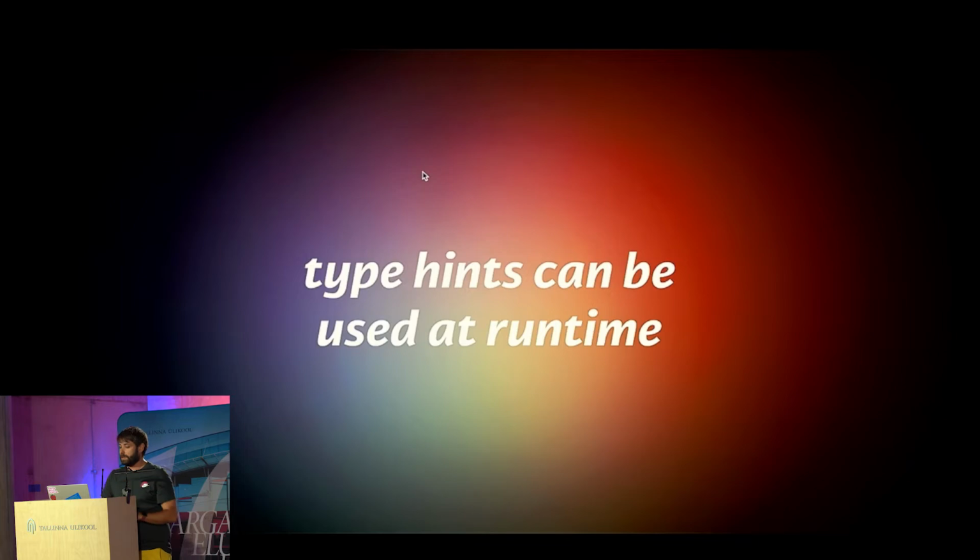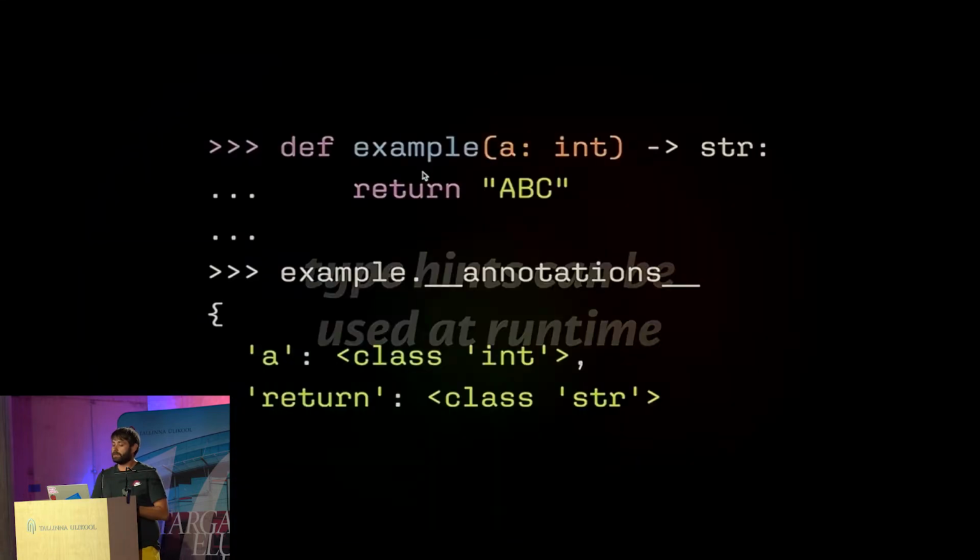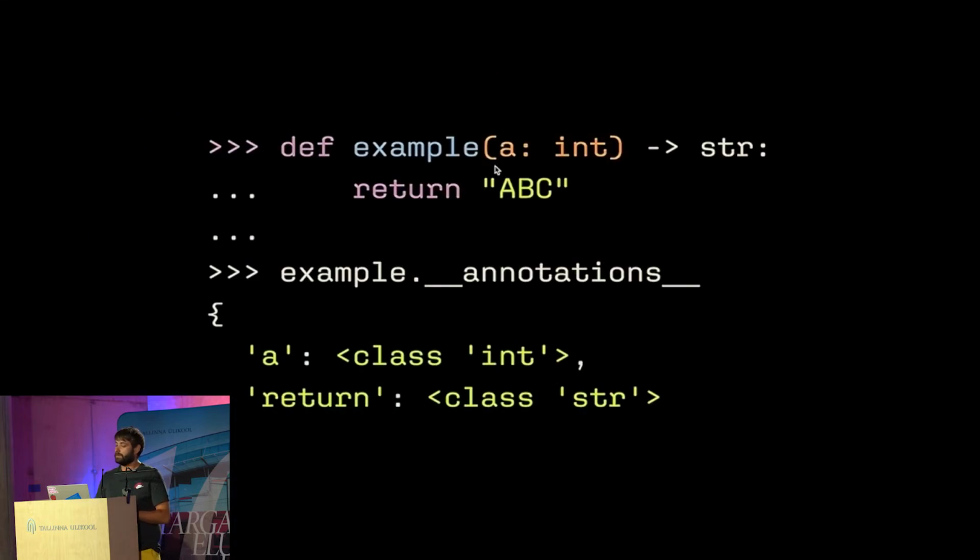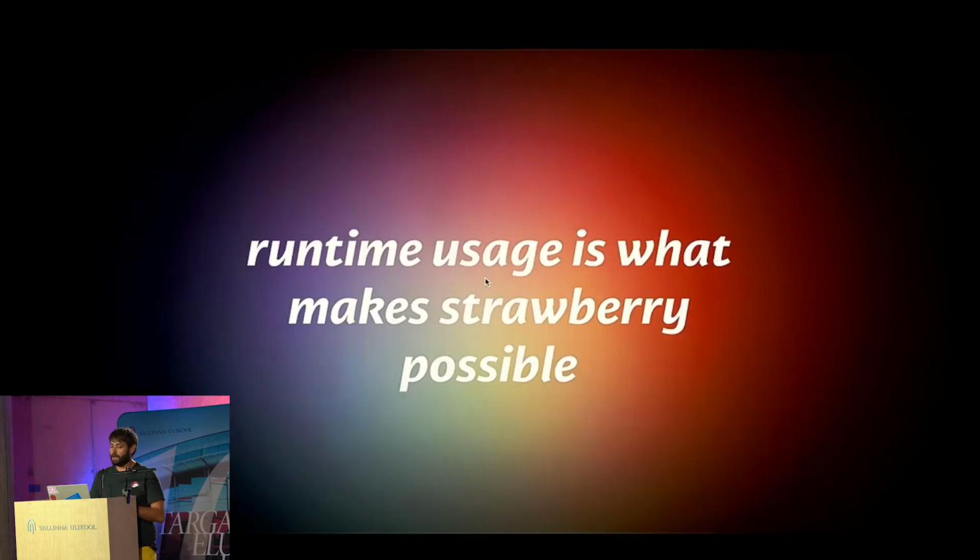But the other cool thing is that type hints can be used at runtime, and I think this is probably one of the best features, at least to me, of type hints. So for example, in this function here, we have the A parameter and then the return value, which is a string. And when I use the dunder annotations dictionary, I can see all the types for this, the parameters and the return type. And this is very powerful because it allows a lot of use cases. For example, there are libraries that do actual type checking at runtime and other things, which is quite neat. But it's basically what makes Strawberry possible.